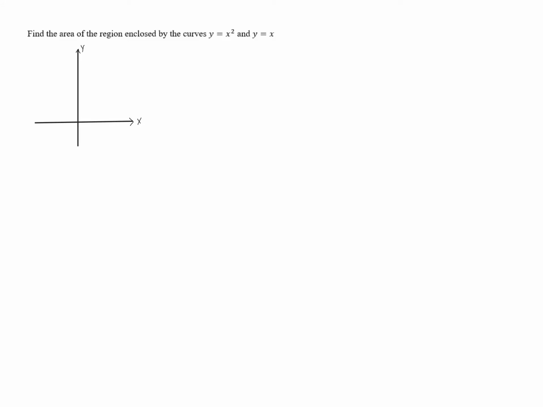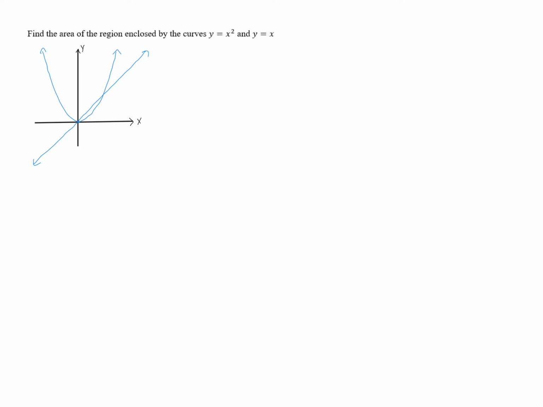Find the area of the region enclosed by the curves y equals x squared and y equals x. We definitely want to do a sketch of this just to get an idea of what it's going to look like. We know that y equals x squared is an upward opening parabola whose vertex is at the origin. And we know that y equals x is a diagonal line that goes through the origin as well.